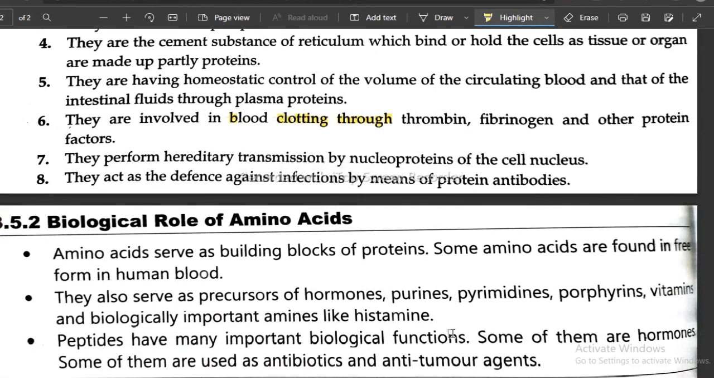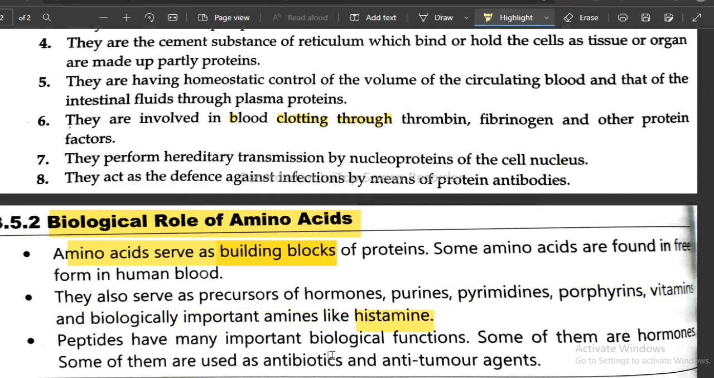Next we have the biological role of amino acids. तो यहाँ पे है amino acids के role. Very first, let's see, amino acids serve as a building block. So this is important. It serves as a building block of protein. Some amino acids are found in free form in human blood. They also serve as a precursor of human purines, pyrimidines, porphyrins, vitamins and biologically important amines like histamine.